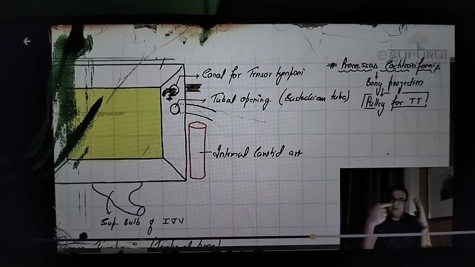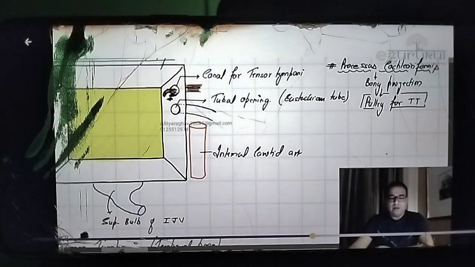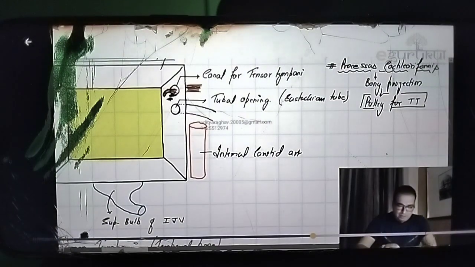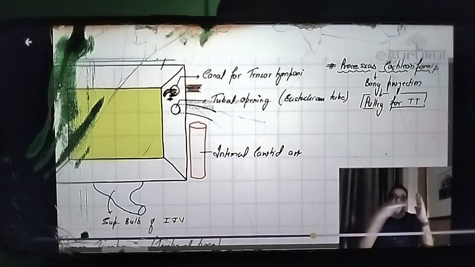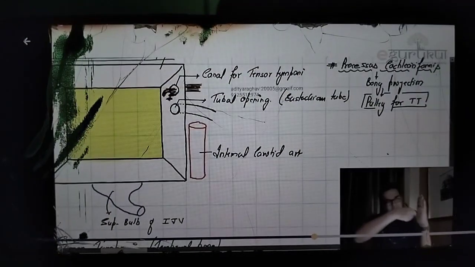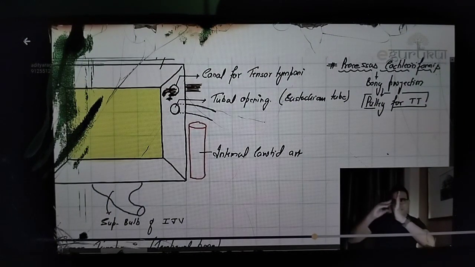And how can a muscle or tendon be reflected or turned in another direction? That is by a pulley. And that pulley is formed by a bony projection called the processus cochleariformis. This is a bony projection present between the tubal opening and the canal for tensor tympani. It allows the tensor tympani muscle to turn toward the lateral side and attach to the handle of the malleus so that it can pull it inward, and that's why the tympanic membrane looks like this. Remember that the umbo, that point of convexity, is because of the pull of this muscle itself.